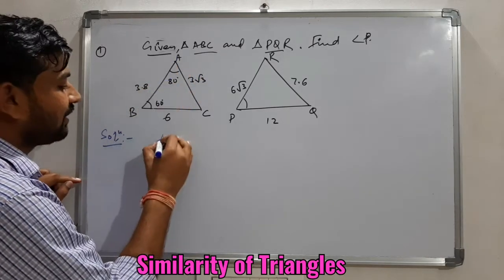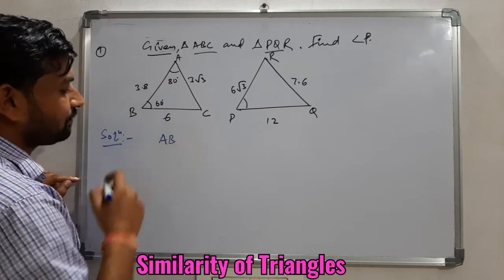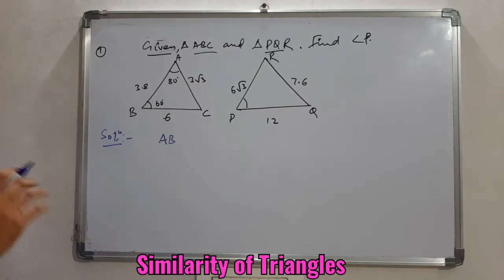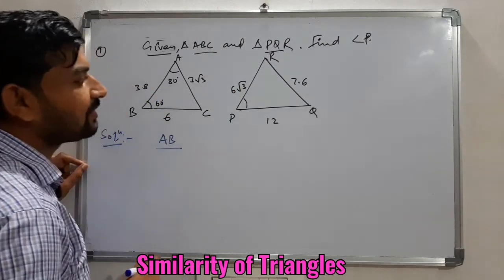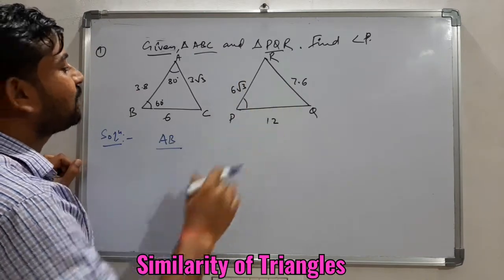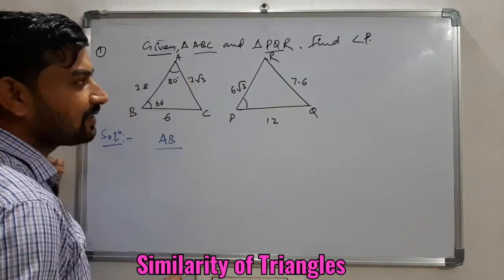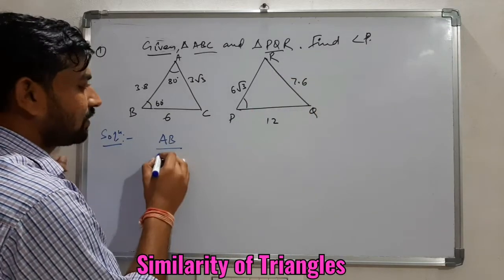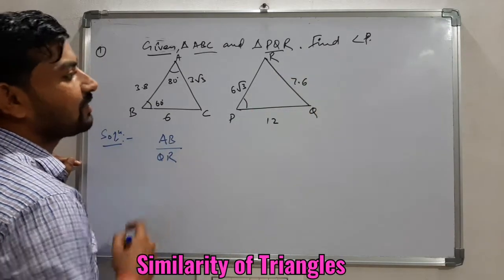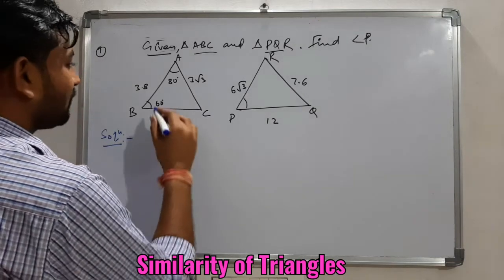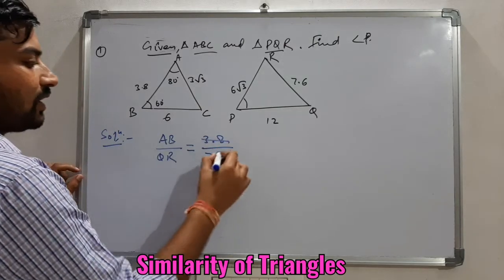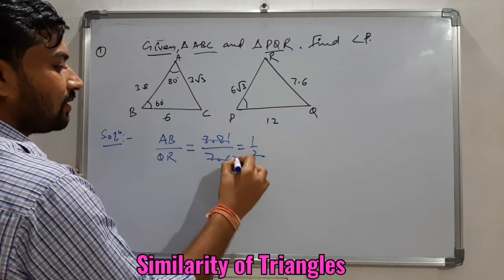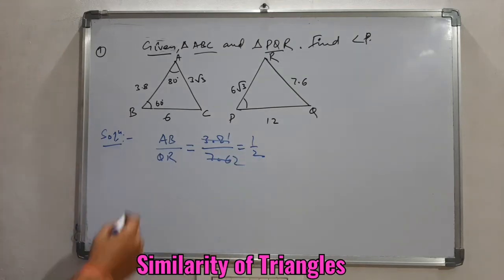Suppose if I take side AB in triangle ABC, the corresponding side of triangle PQR, AB is 3.8. If we look at QR, it is 7.6. Let me take this ratio. AB is 3.8 upon 7.6. If you calculate this, this is coming out to be 1 by 2. So this ratio is coming out to be 1 upon 2.